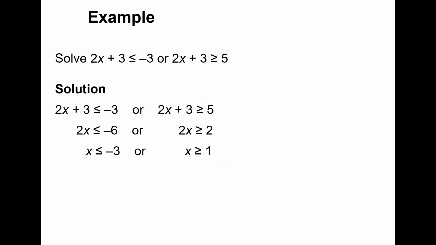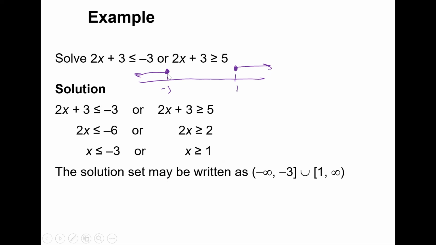And so again, if you have trouble seeing what to do, we have our -3 here, we have our 1 here, and it's closed that way, closed that way, and we can say -infinity to -3 bracket, union, bracket 1 to positive infinity. Okay, so if you can't go from here to here, go from here to the graph and then to here.